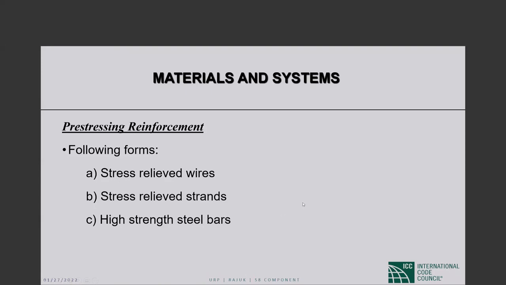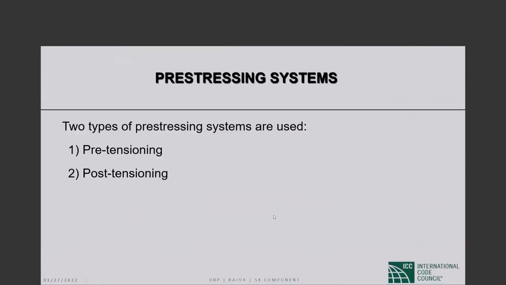But designers or owners can decide what kind of steel to use. Just enough to say here that composite pre-stressing steel is available for us to use. So I talked about the two types of pre-stressing systems. Well, one is pre-tensioning and one is post-tensioning. There are structures where they're hybrid. Okay, the structure can be partly pre-tensioned and partly post-tensioned. I will talk about that a little bit later on. Or the structure could be wholly pre-tensioned or wholly post-tensioned.